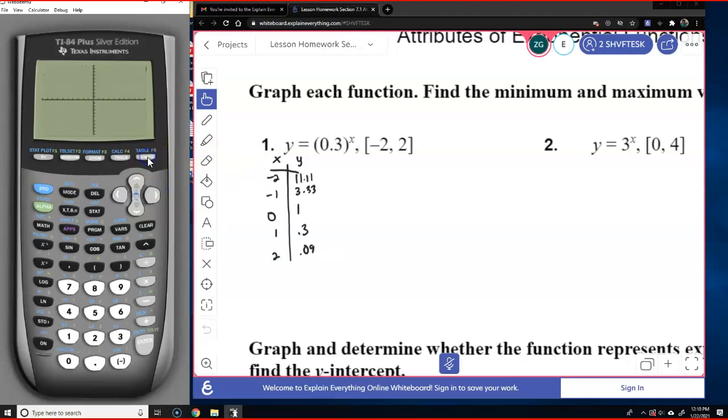And if we were to draw a graph, we notice that the function looks like this. I did ask you guys to draw a sketch. And this is an example of a decay model.